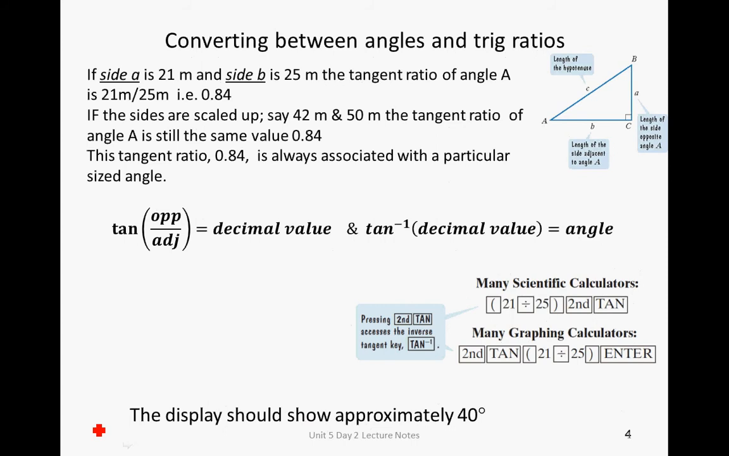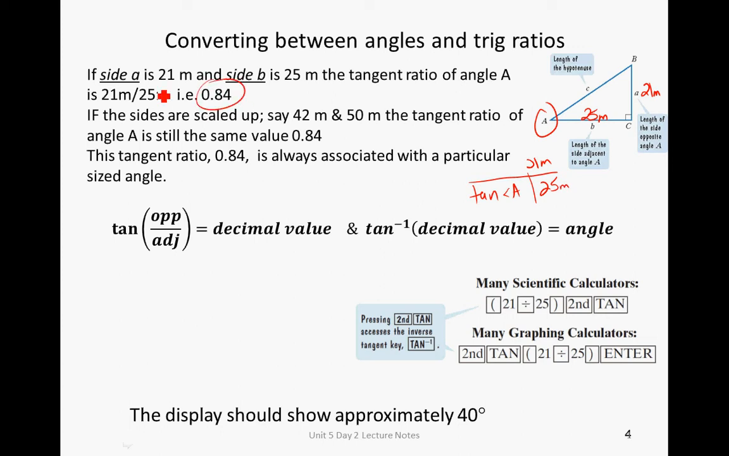Okay, so converting between angles and trig ratios. So if side A, and I'm going to label this here, is 21 meters, and side B is 25 meters, the tangent ratio in regards to angle A, that's the angle I'm looking at, would be tangent, opposite over adjacent, TOA. The tangent of angle A would be the opposite, which is 21, divided by the adjacent, which is 25. And so that would give us a ratio of 0.84.